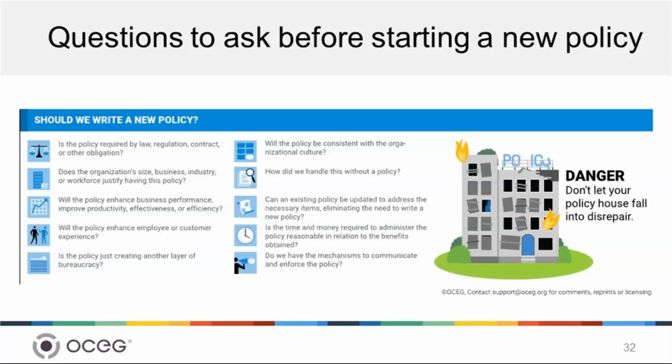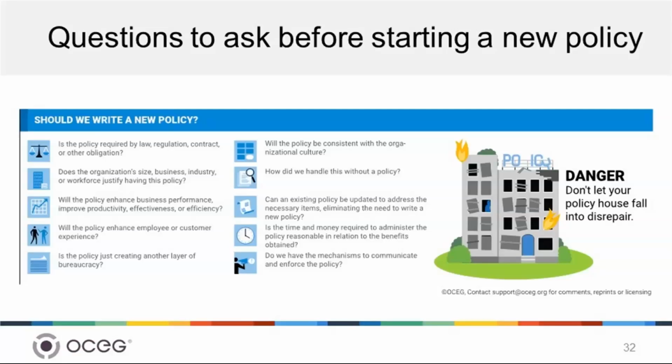Yesterday, we didn't have a policy. Today, you're saying we need a policy. What's changed? Why do we need a policy today when we didn't need one yesterday? Another key question is, can an existing policy be updated to address the items that you're bringing to the table, eliminating the need to write a whole new policy?